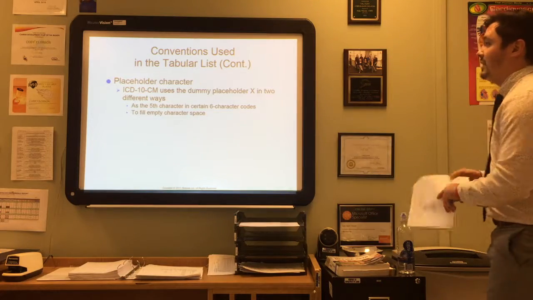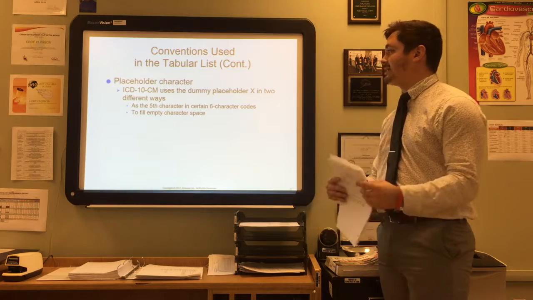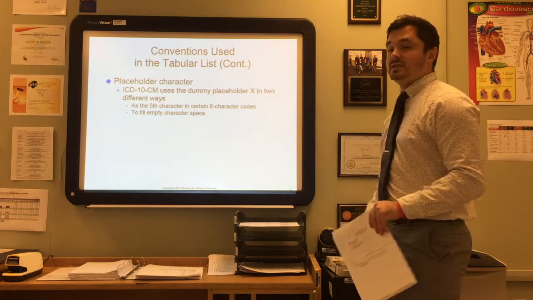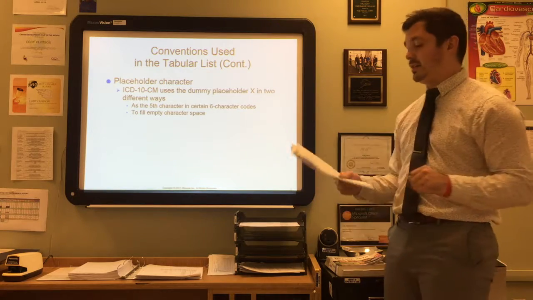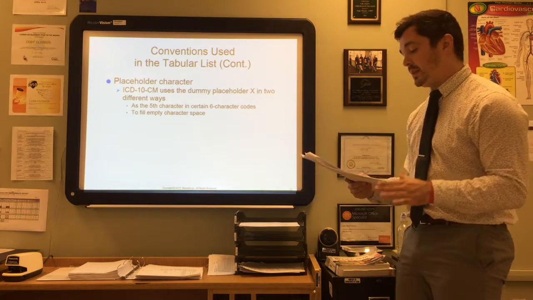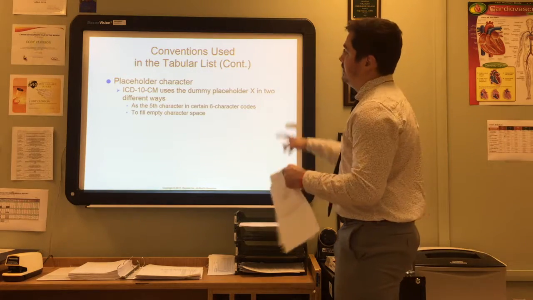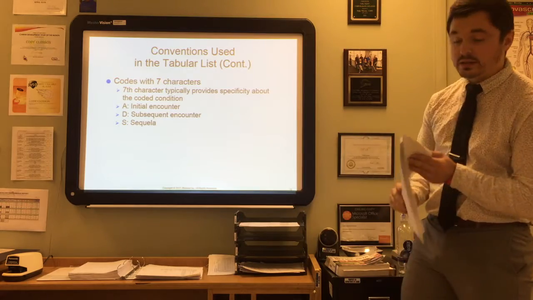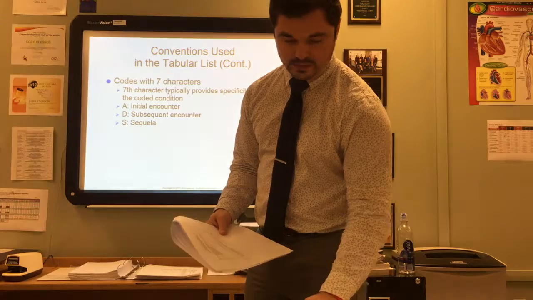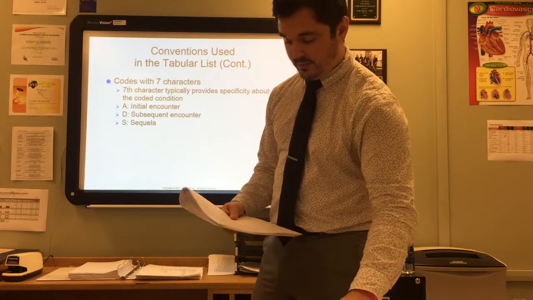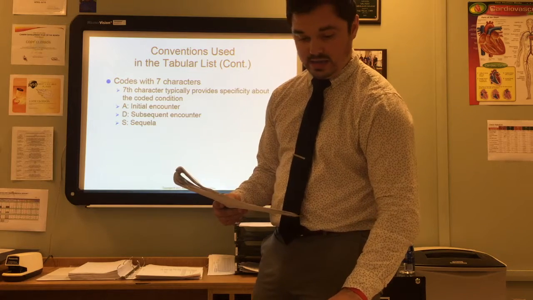You can have placeholder characters. So the ICD-10 uses a dummy placeholder X in 2 different ways. It can use it as the 5th character in certain 6-character codes, or it can be used to fill an empty character space. So note that a dummy placeholder would not be needed for codes fewer than 7 characters. And then you have codes with 7 characters. So if you look on page 261 in your textbooks, for a list of possible 7th character codes that can be found under the main tabular list.